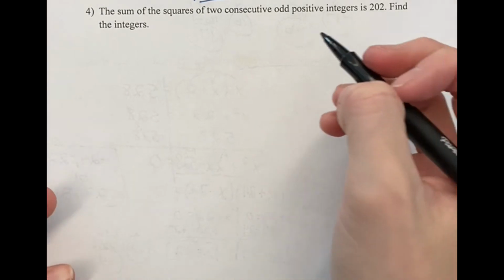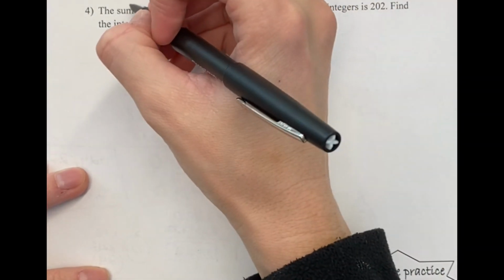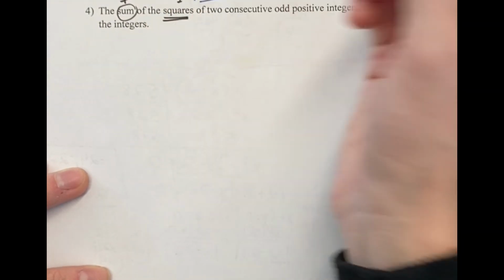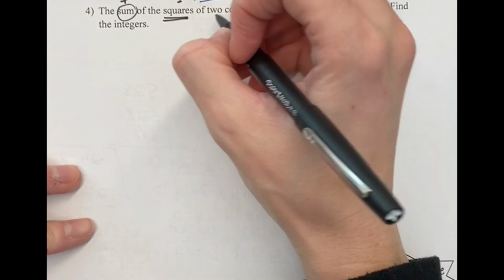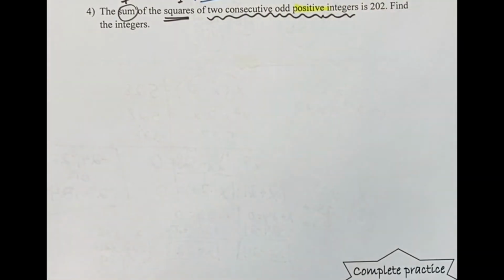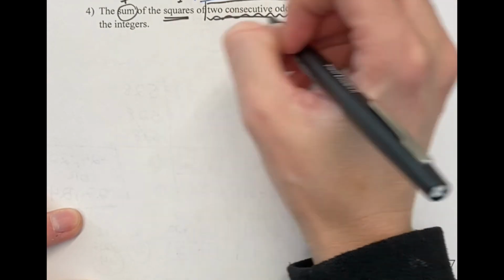The sum of the squares of two consecutive odd positive integers is 202. So first thing I notice is it says sum, which tells me I'm going to be doing some addition. Squares means I'm going to be raising something to the second power. So then I want two consecutive odd positive integers. Now remember, we're going to deal with the positive at the end just like we did with the negative. So two consecutive odd integers.